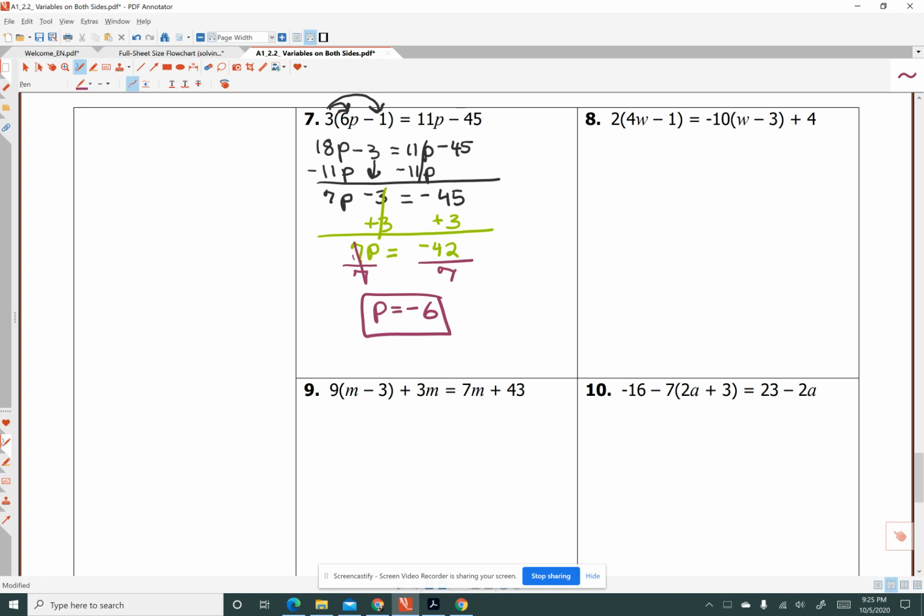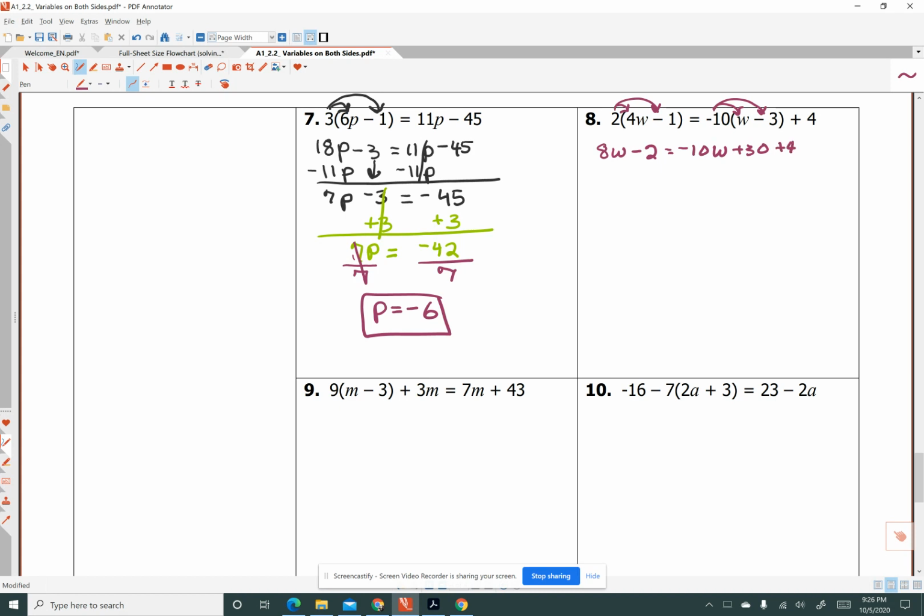In number 8, they're getting a little more difficult. We have to distribute in two places. We have to distribute the 2 through 4w minus 1, and we have to distribute the negative 10 through w minus 3. So let's get started. So this will give us 8w minus 2 equals negative 10w. Negative times a negative is a positive, plus 30, and then I still have my plus 4.